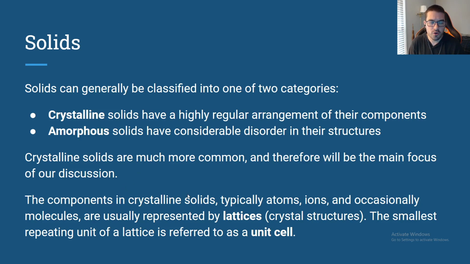The components in crystalline solids, which are typically atoms, ions, or occasionally molecules, are usually represented by lattices, or crystal structures, and you should remember us talking about that from two videos ago. The smallest repeating unit of a lattice, which is then repeated over and over again, the highly regular arrangement, is referred to as a unit cell.